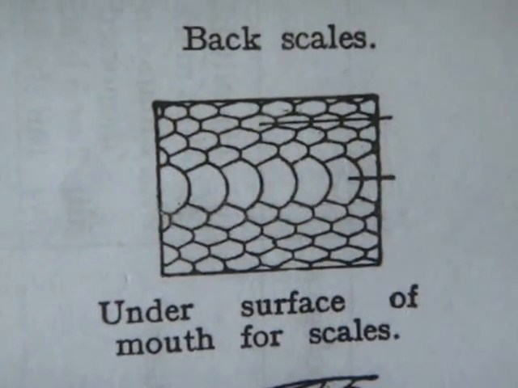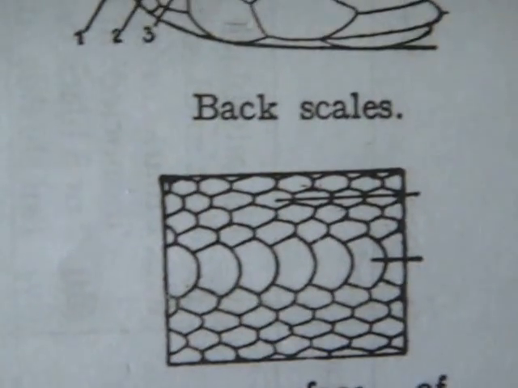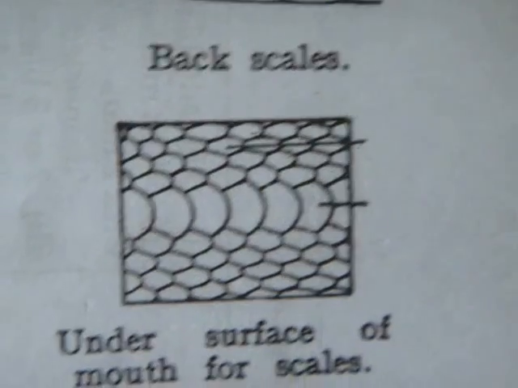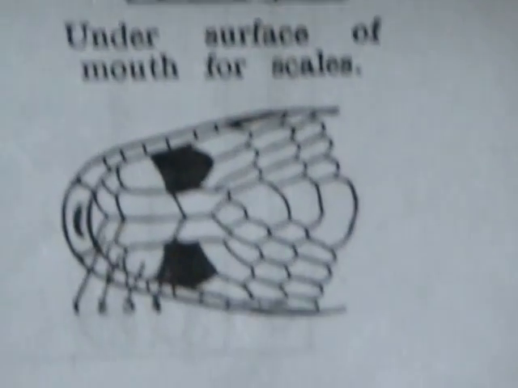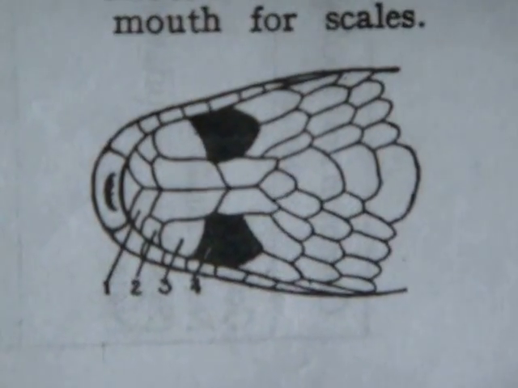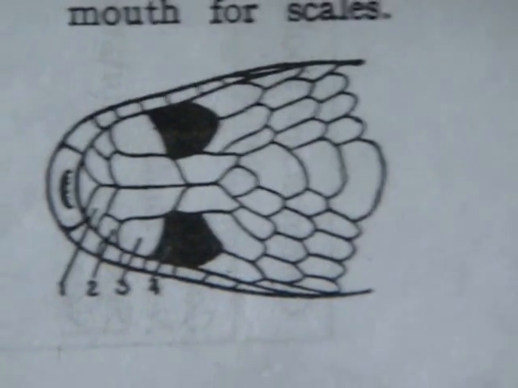If the central row of scales on the back is enlarged, like in this picture, then it is a poisonous snake. If this feature is not there, look for another feature. So this is another feature, that is infralabial. If there are four infralabials and the fourth is the largest, again it is a poisonous snake.